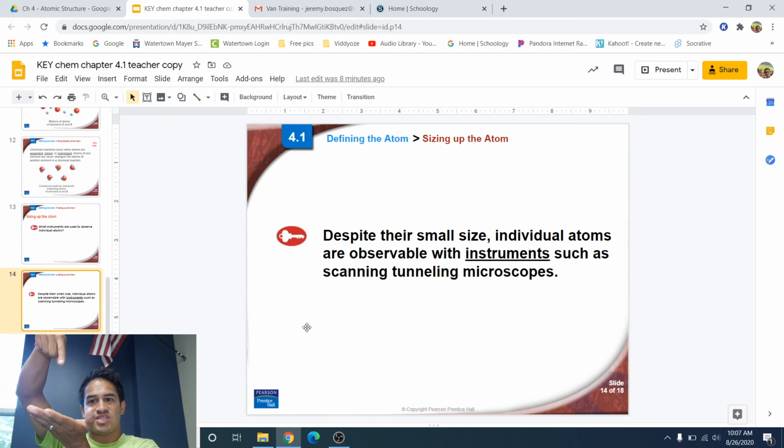What they do is bring this tip down to the surface of a material, run an electric current through it, and pull individual atoms up out of the surface of the material. They're not pulling the atoms out fully, but they're pulling them up. What that does is let us actually see individual atoms, because we can move them around with this microscope and create images.